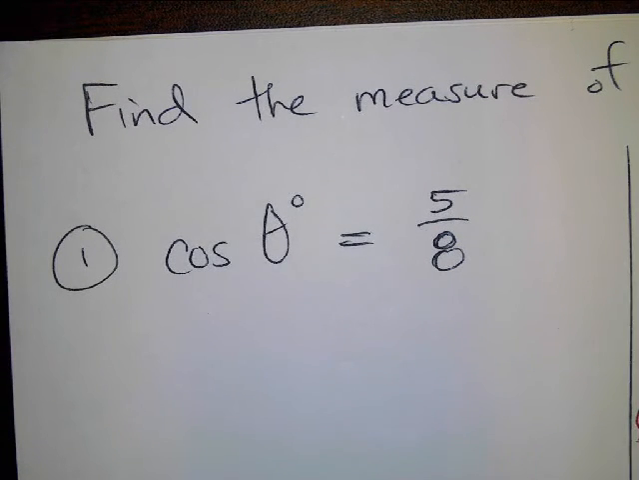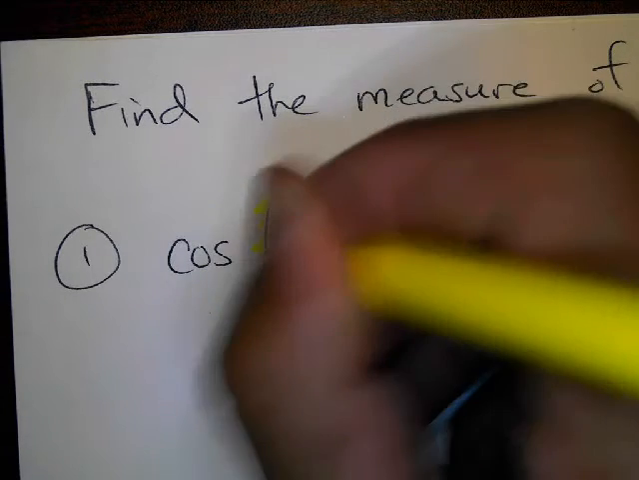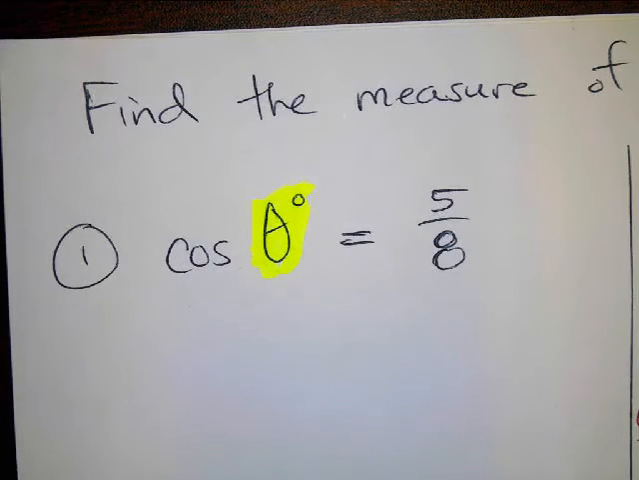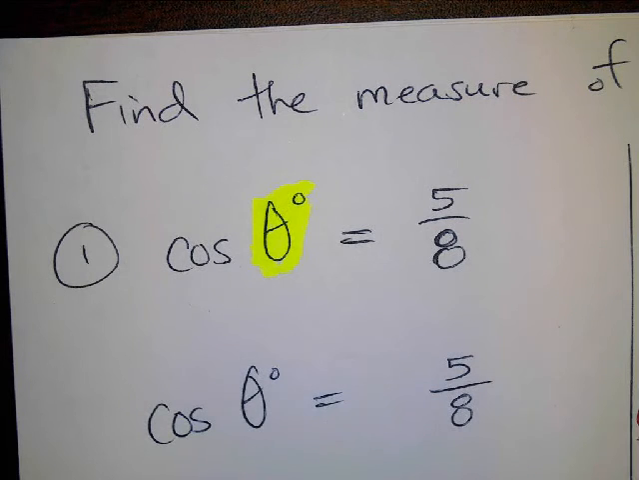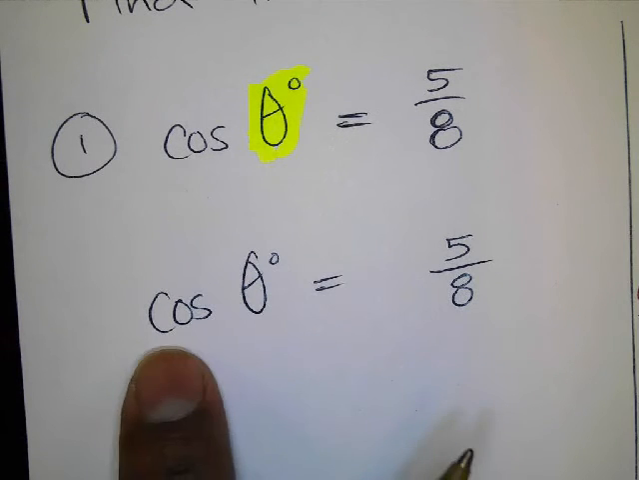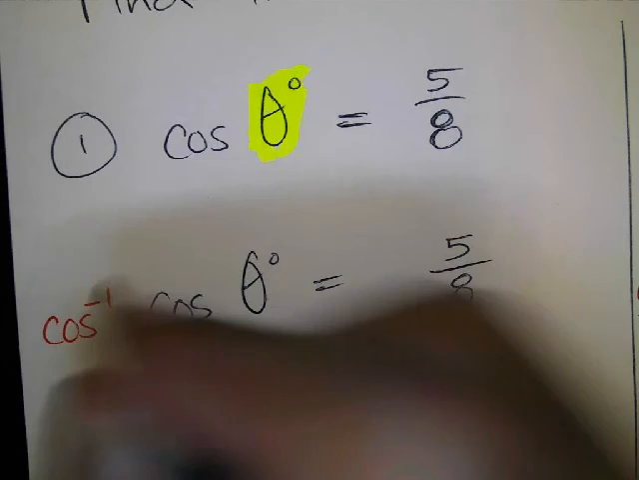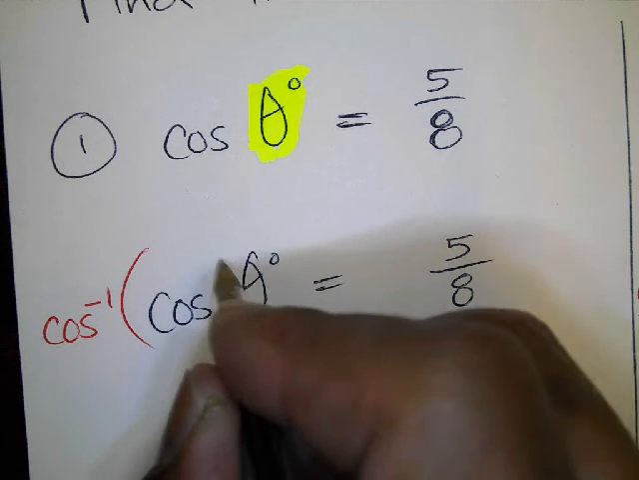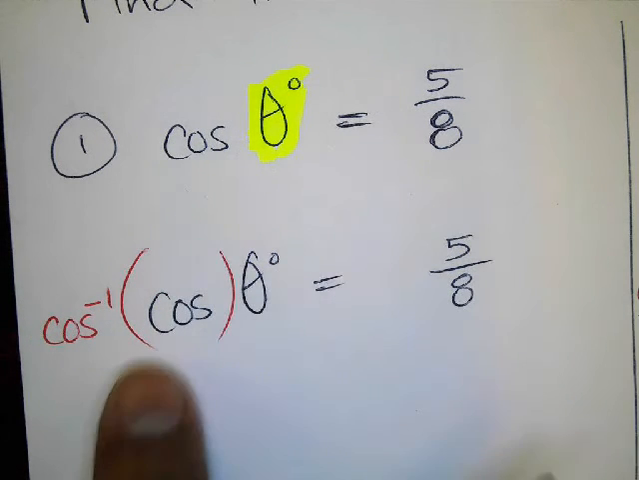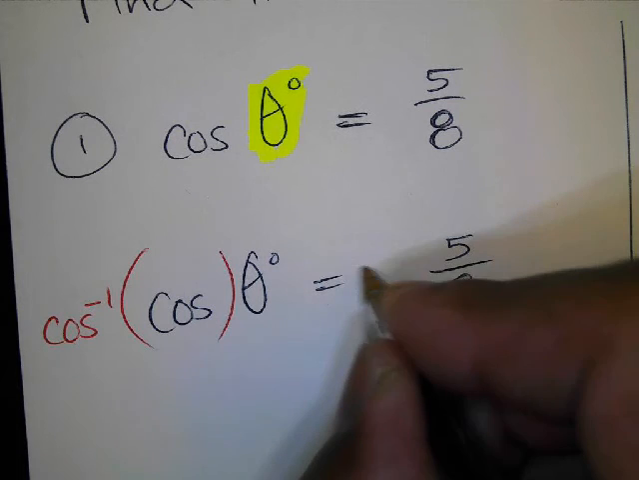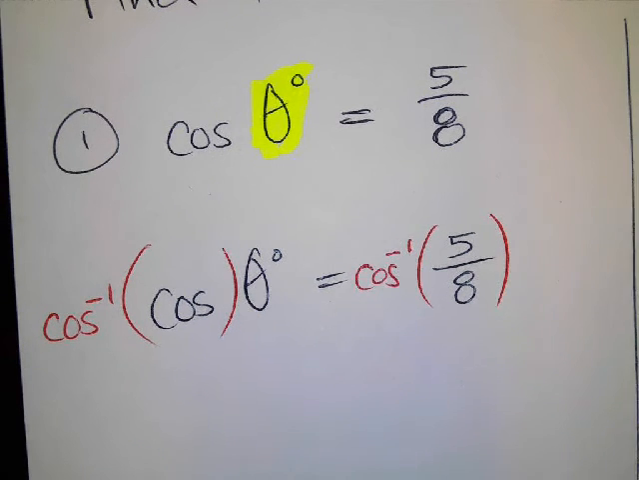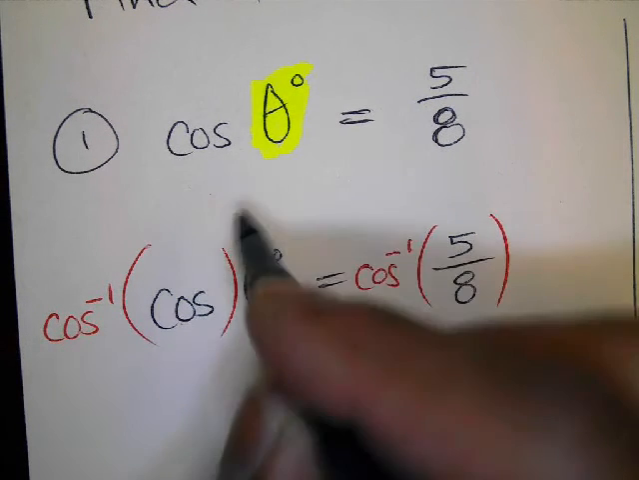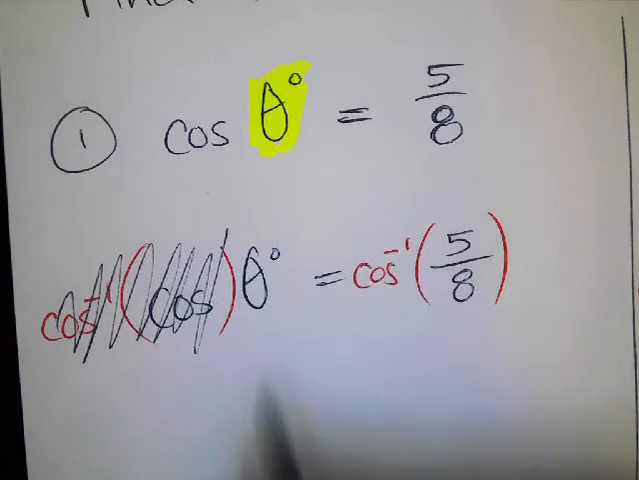All right, let's do it this way. This is mainly the way that you're going to see it. I'm trying to solve for this angle, to find the angle measure. So we try to get the angle by itself. How do I get rid of this cosine? By taking the inverse of this side, and then you take the inverse on this side also. That's how you undo it and get the angle by itself. The cosine and its inverse cancel out.